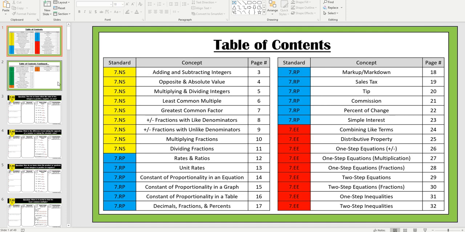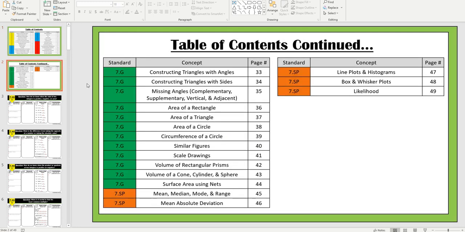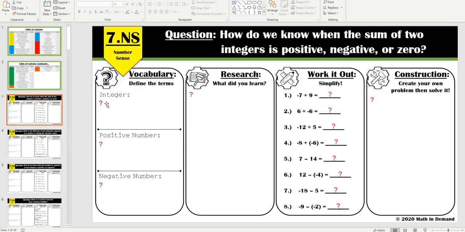So here I'm looking at the PowerPoint and this is the table of contents and I have color coded all the standards. As you can see, nothing's shifting. Same thing with the continued table of contents, nothing shifts. Now, if I go to my first page, you can see that I have text boxes. That is the only thing that's going to shift. Nothing else moves. Now, students are going to type in their answers.